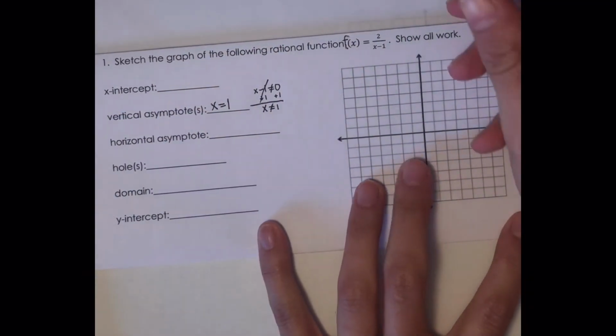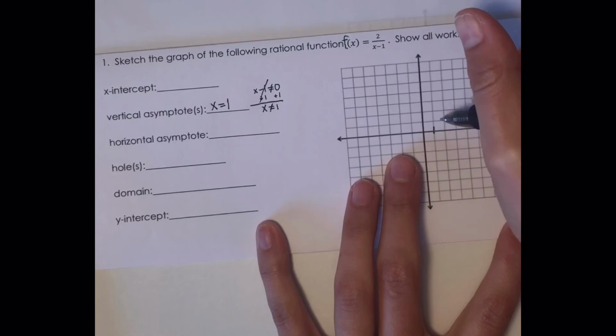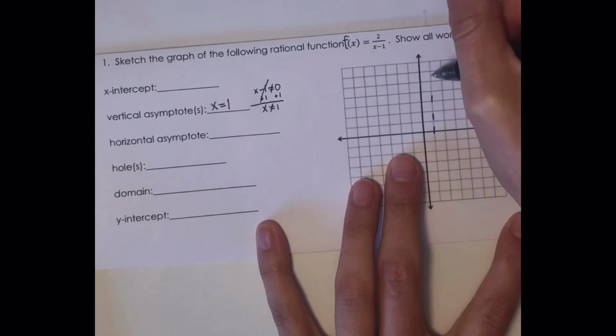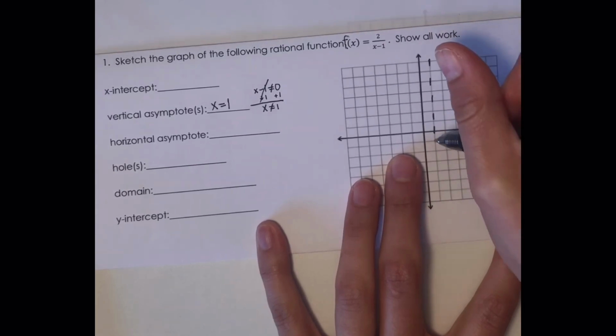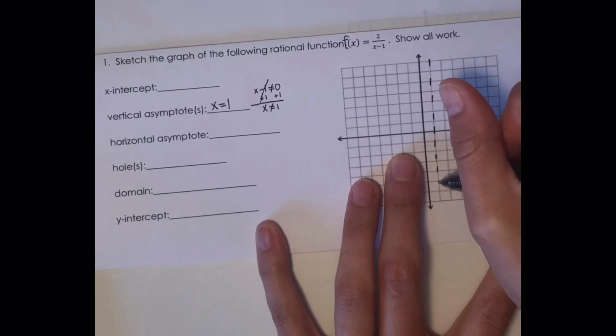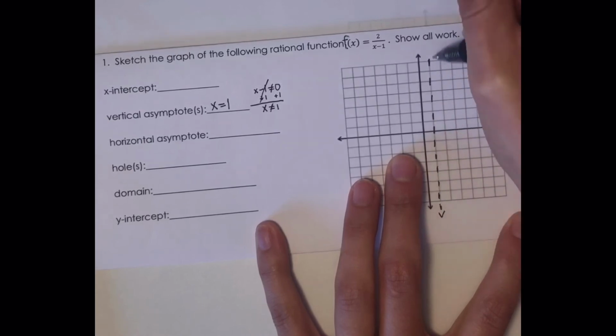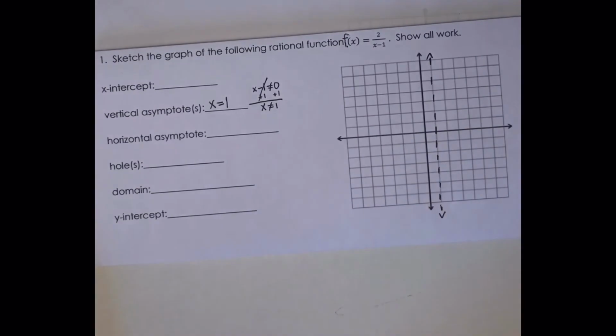So I'm just going to sketch that over here. So x equals 1 is right here. So we just have this vertical asymptote at x equals 1. I'm drawing this dashed line to show that we cannot cross it.